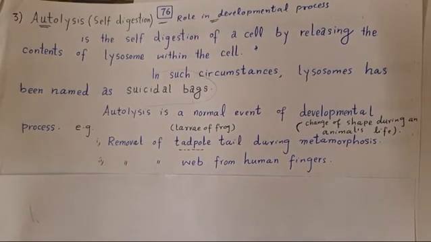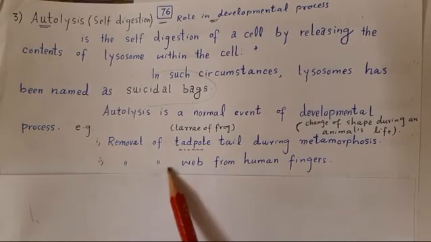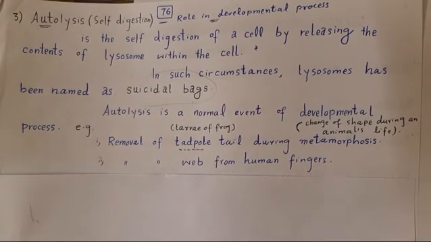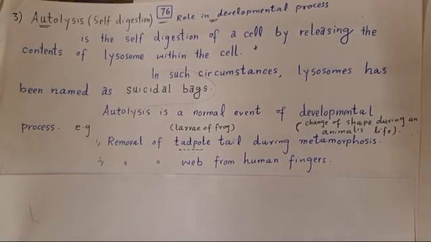So the removal of tadpole tail during metamorphosis is due to autolysis, which is performed by lysosome. Similarly, the removal of webbing from human fingers during apoptosis, during development, is also an example of autolysis.